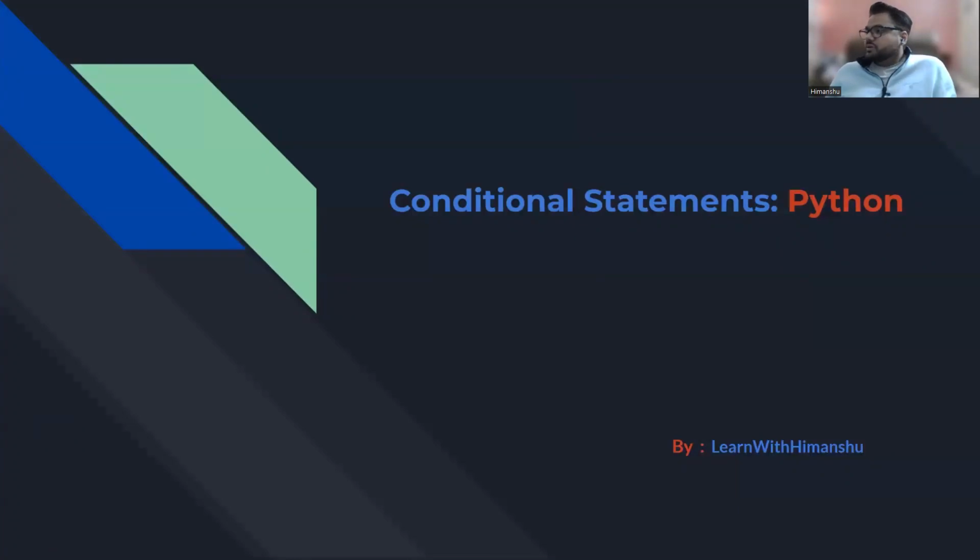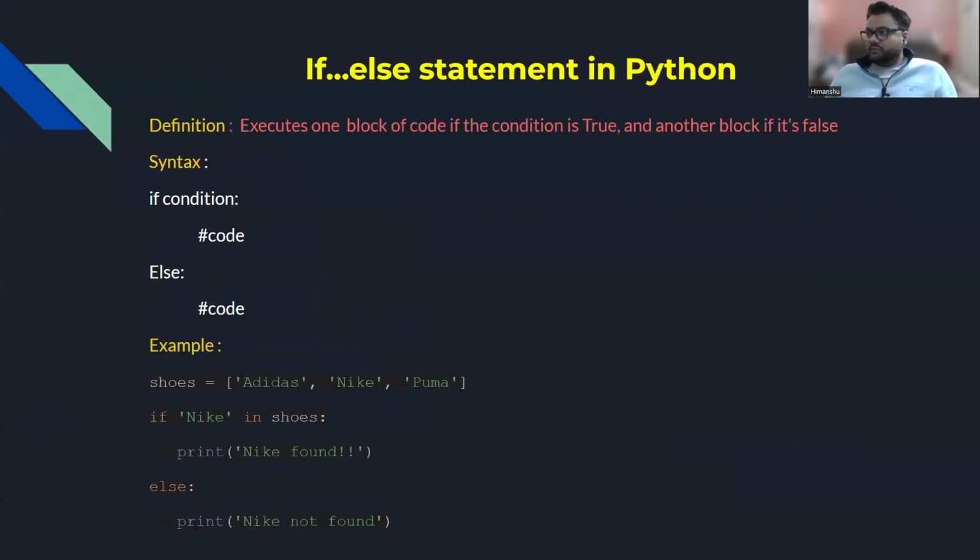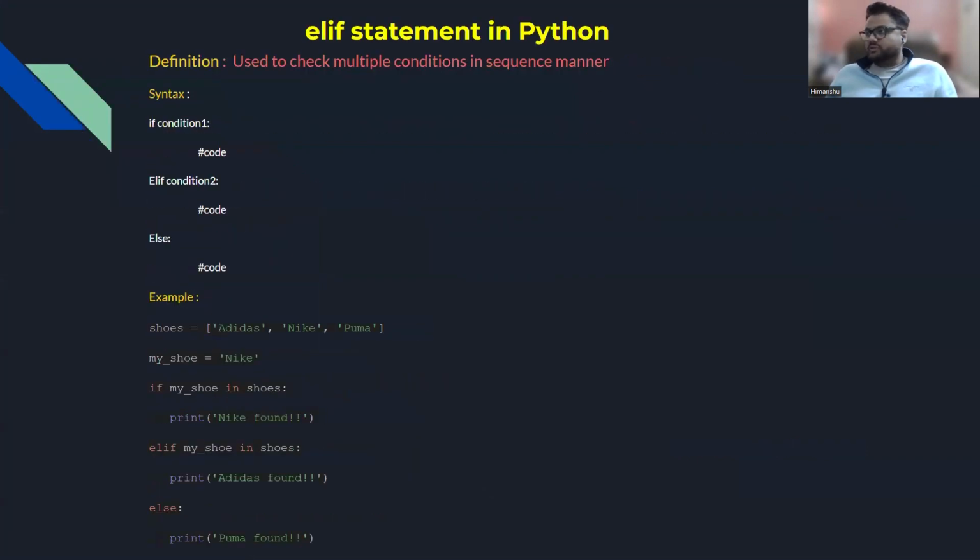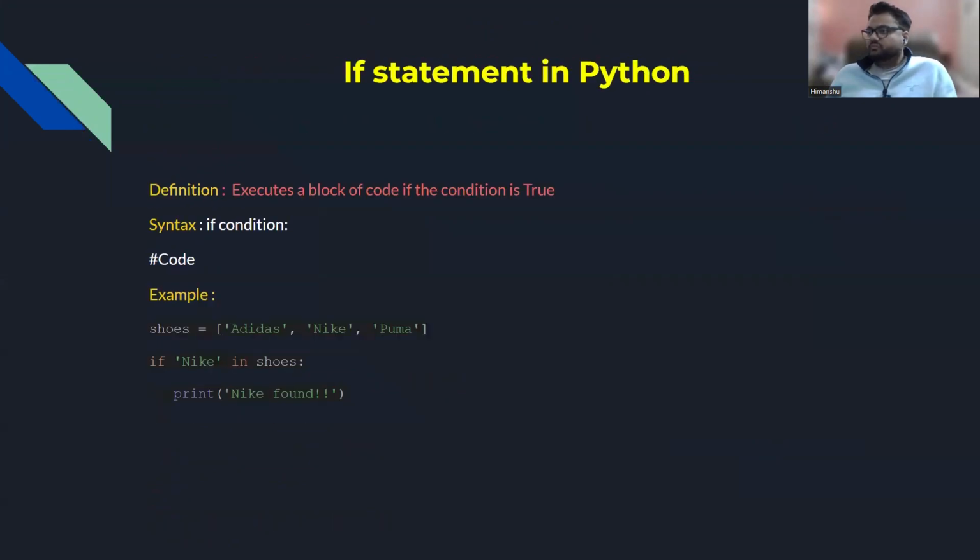Now let's look into the conditional statements in Python. The conditional statements are if, else, and elif statements in Python. Let's look into them one by one. The if statement just executes a block of code if the condition is true.